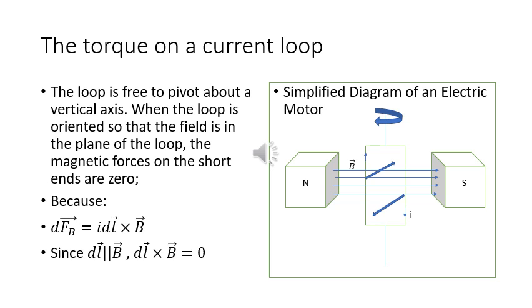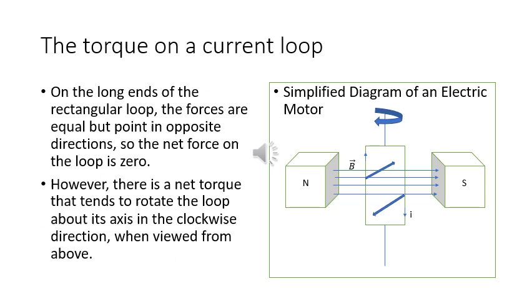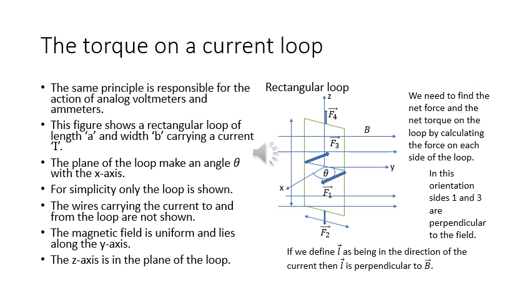When the loop is oriented so that the field is in the plane of the loop, the magnetic forces on the short ends are zero because dF_B is equal to I dL cross B. Since dL is parallel to B, dL cross B is equal to 0. On the long ends of the rectangular loop, the forces are equal but point in opposite directions so that the net force on the loop is always zero. However, there is a net torque that tends to rotate the loop about its axis in the clockwise direction when viewed from above. The same principle is responsible for the action of analog voltmeters and ammeters.